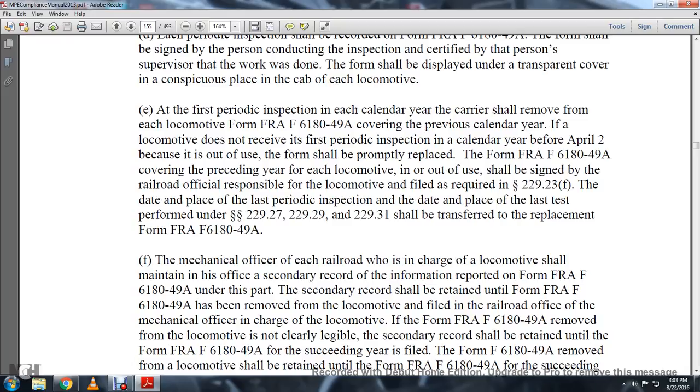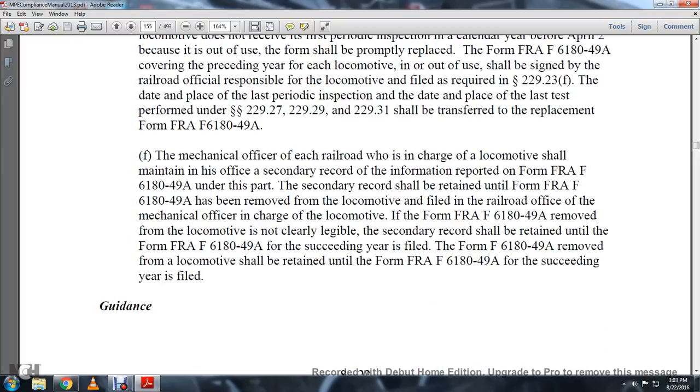The form FRA 6180.49A covering the preceding year for each locomotive, in or out of use, shall be signed by the railroad official responsible for the locomotive fleet as required in Statute 229.23(f). The date and the period of the last periodic inspection, and the date and place of the last tests performed under Statutes 229.27, 229.29, and 229.31, shall be transferred to the replacement FRA 6180.49A.